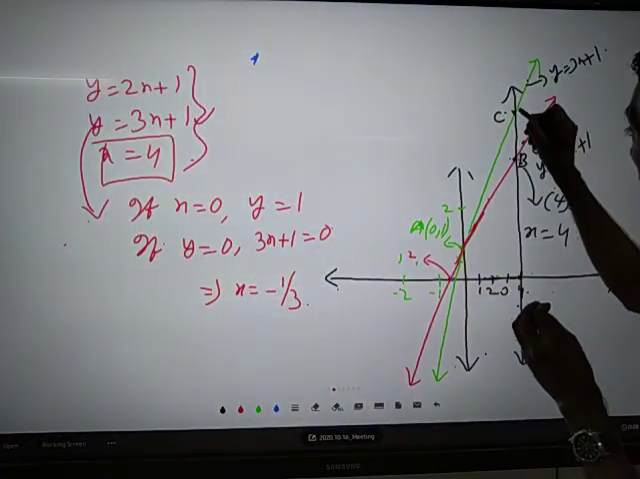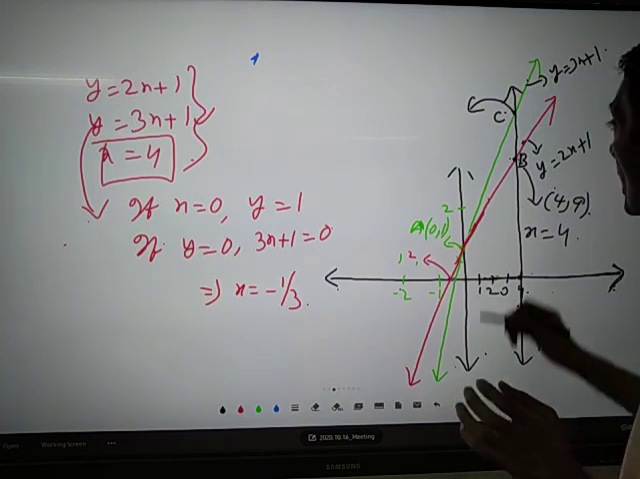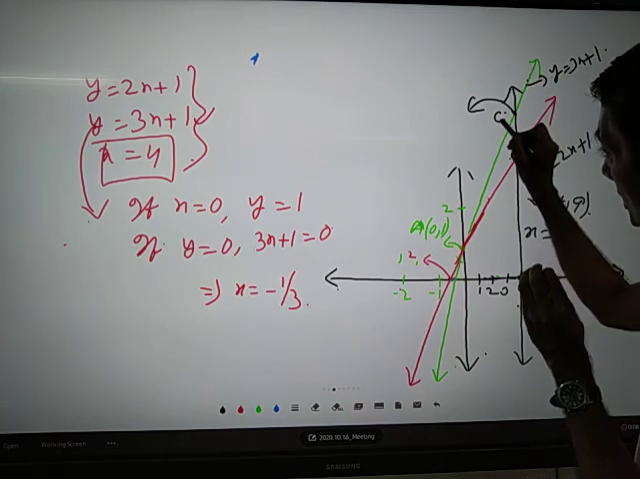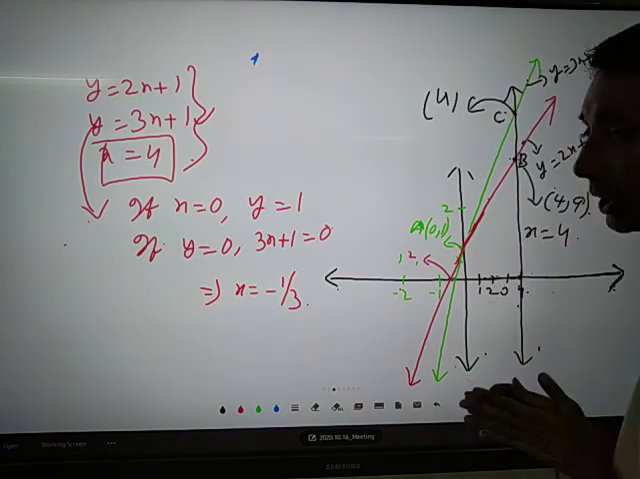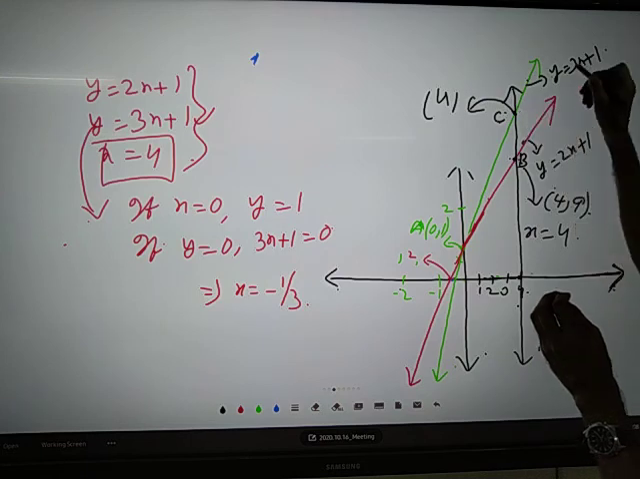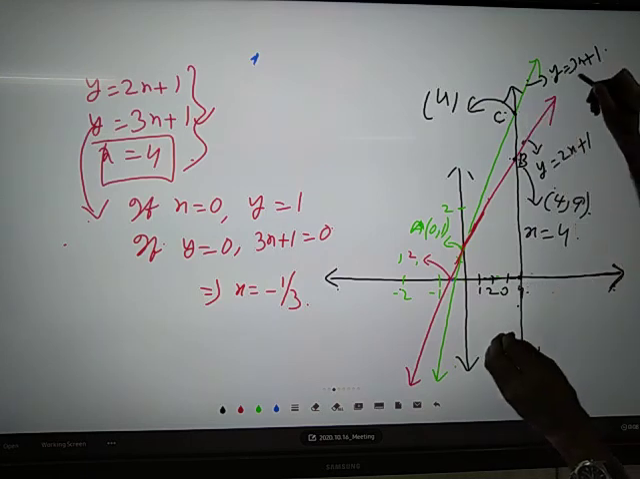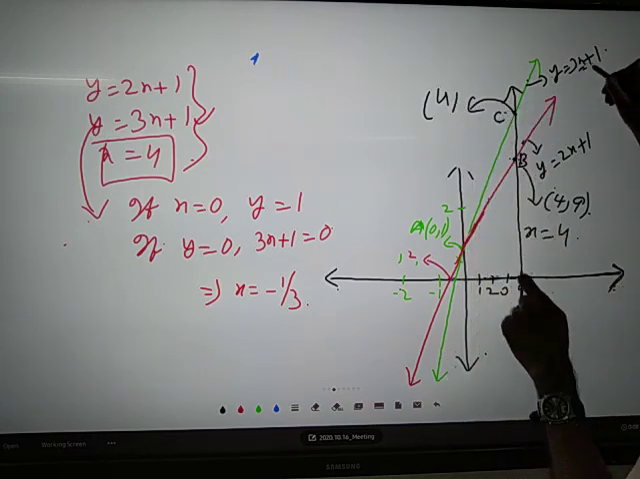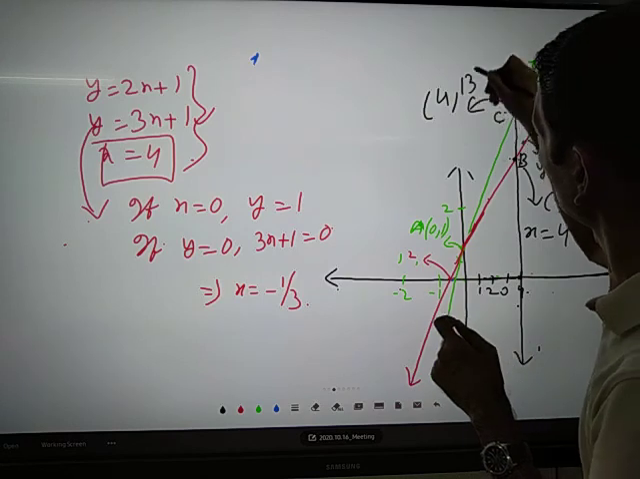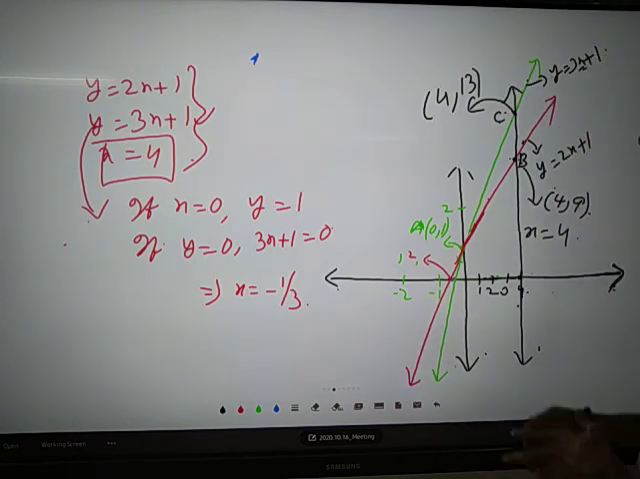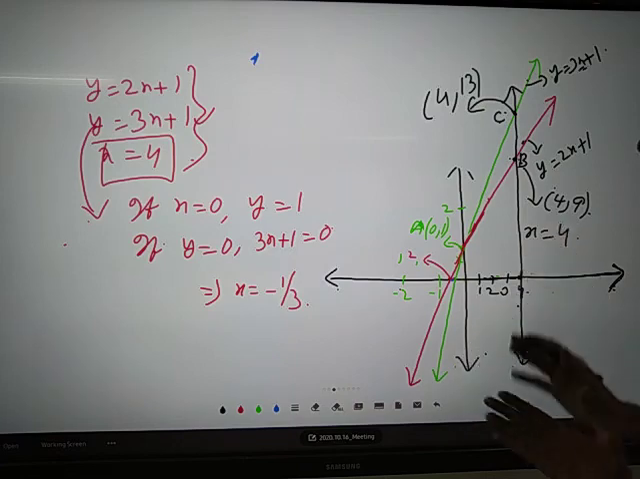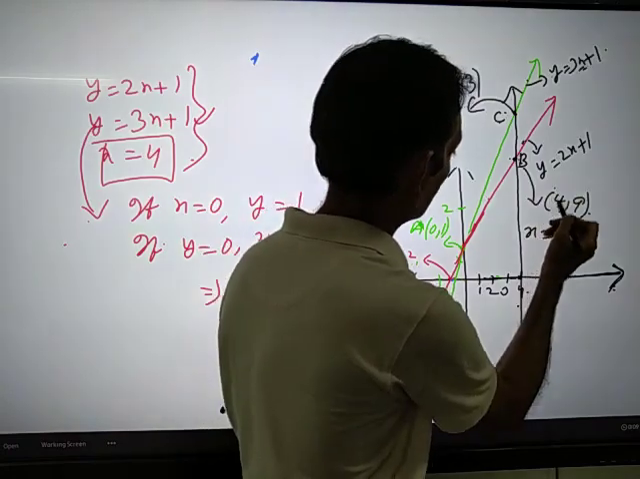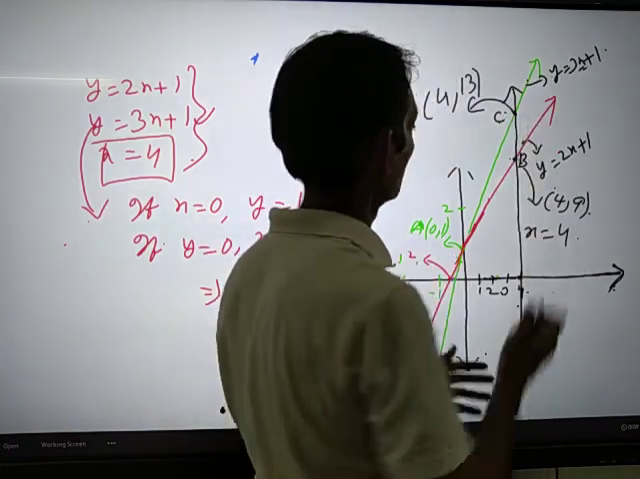Similarly, you can find the coordinate of C. C also is lying on x is equal to 4, so the x coordinate of C is fixed, that is 4. For the y coordinate, use the equation y is equal to 3x plus 1. If you substitute x as 4, 4 threes are 12, 12 plus 1 is 13. So the coordinate of C is 4, 13. Now we have A as 0, 1, B as 4, 9, and C as 4, 13.